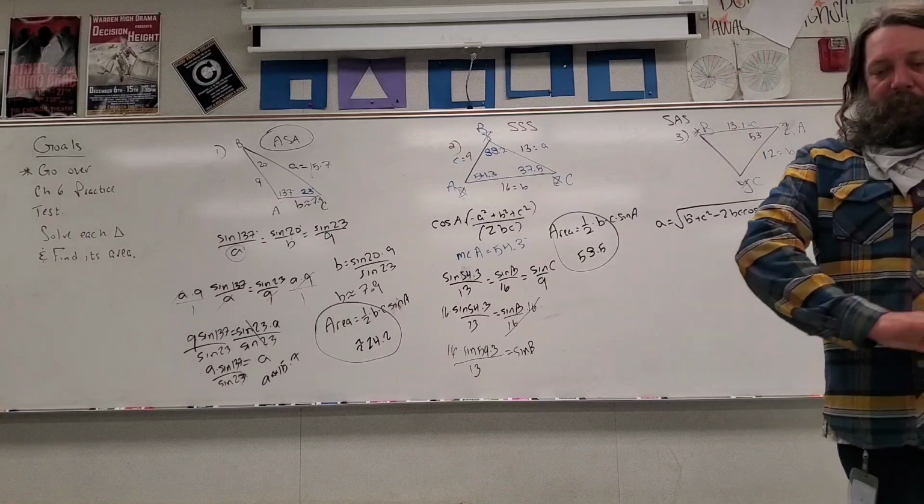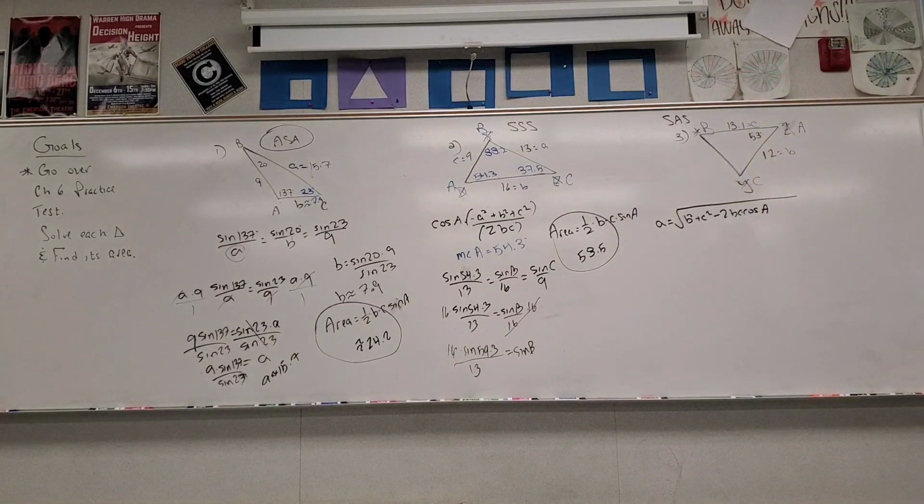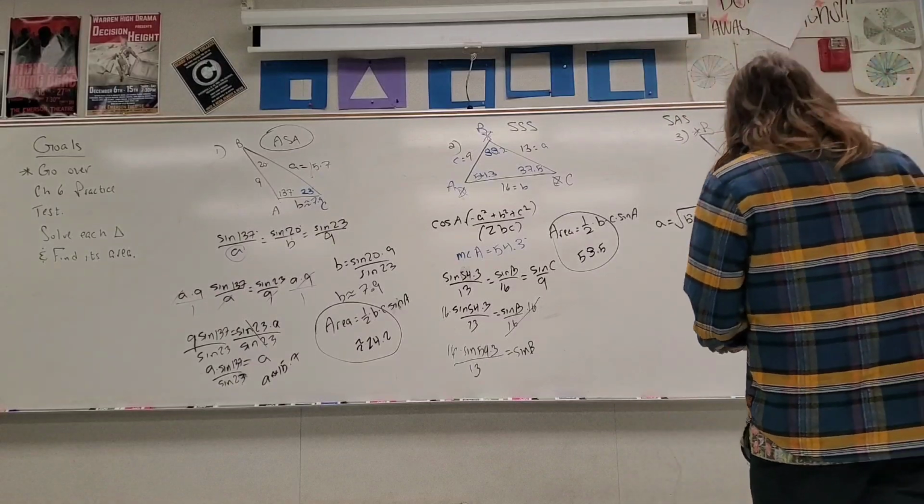All right, so let me calculate that. So I need the square root of 12 squared plus 13.1 squared minus 2 times 12 times 13.1 times cosine of 53. And A is 11.24, which rounds to 11.2.